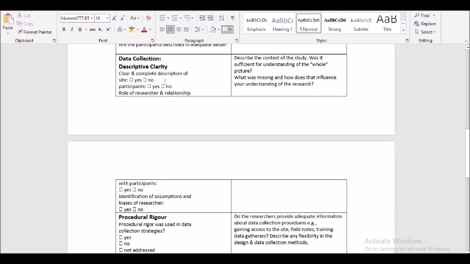Number one, that is the first part of your data collection. Clear and complete description of the site, whatever it is. Did I really mention it properly or not? It has to be given. Now you see, yes or no, participants, yes or no, role of researcher and relationship with participants, yes or no. Once you have answered, turn them into sentences, as simple as that. When I say creativity, it means how well you can explain that yes, the descriptive clarity was present or not for the particular thing.